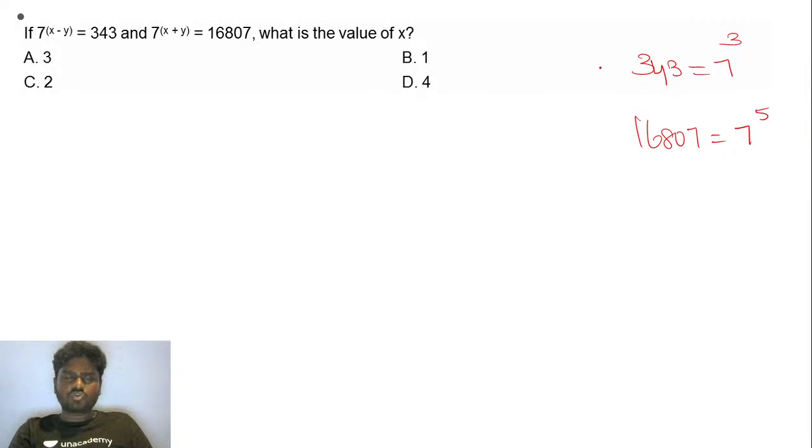7 power 5 will give you 16,807. So if you want to solve all the questions in Surds and Indices, we need to have a sound knowledge of the powers. So keep the values of powers well in mind, at least up to power 5.